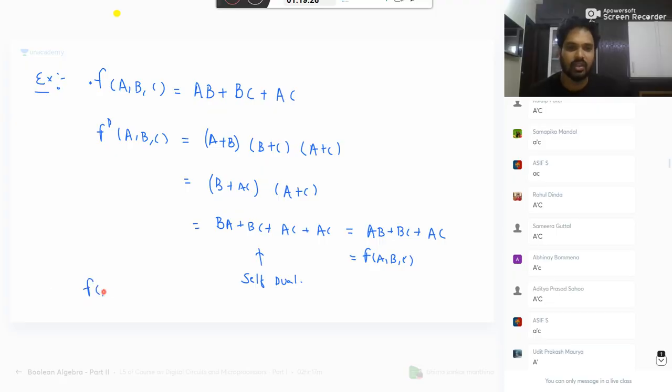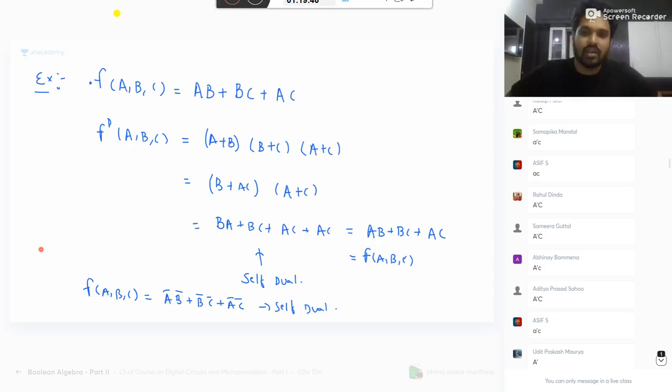F of A, B, C equal to A bar B bar, B bar C bar, A bar C bar. Okay. This is also self-dual. For timing, take only these two. If you want a third function, fourth function, just wait for some time. I will give you all the different possible self-dual functions. When they give, you will be able to identify. I will give you the method for that.